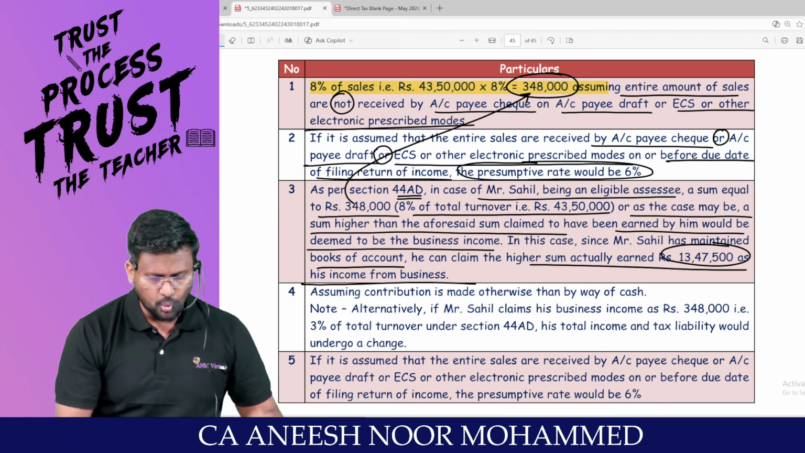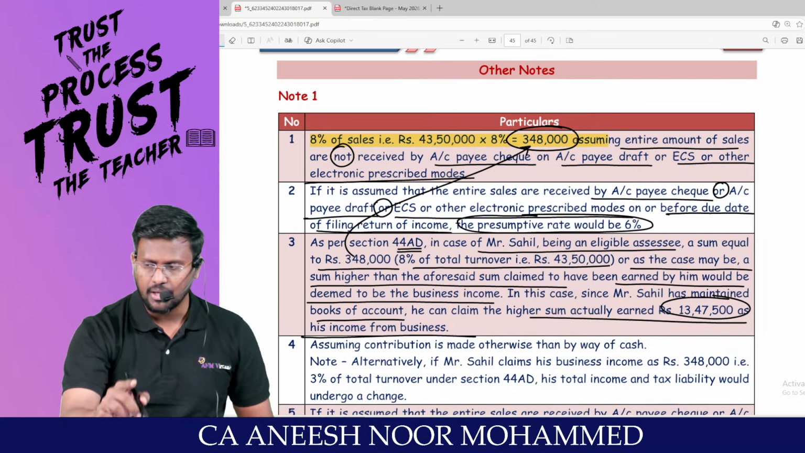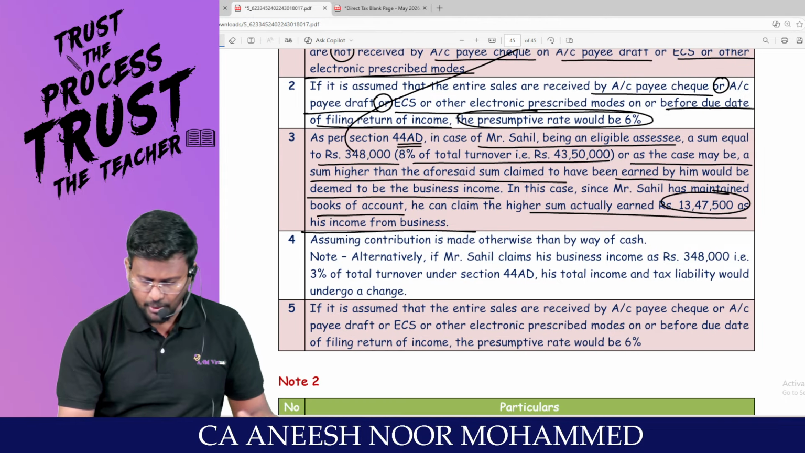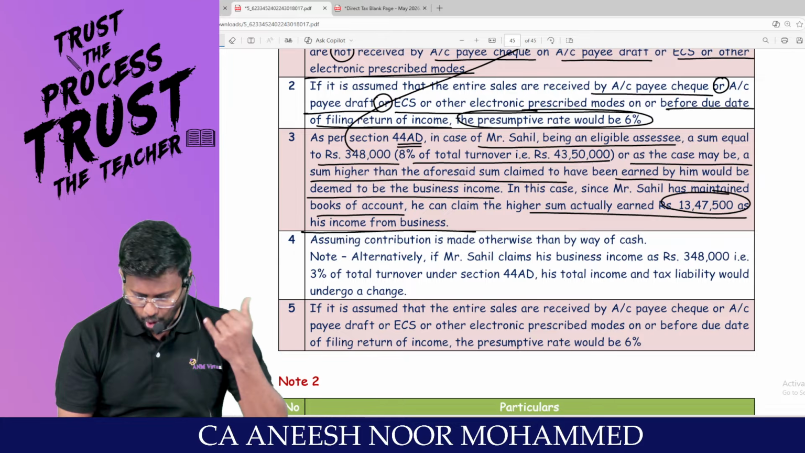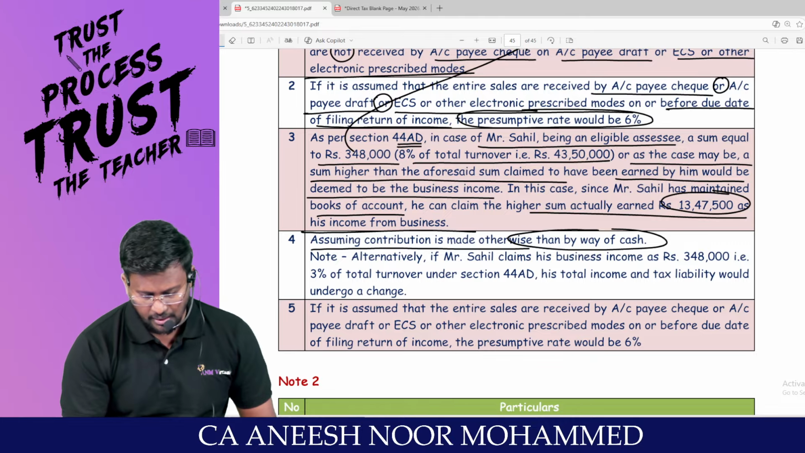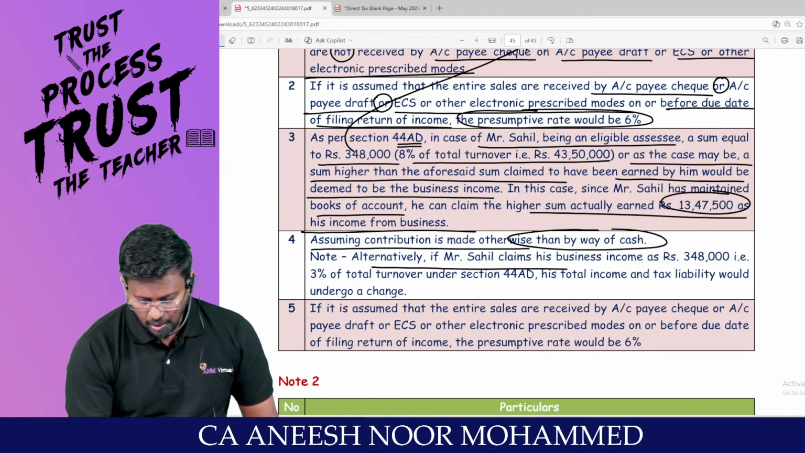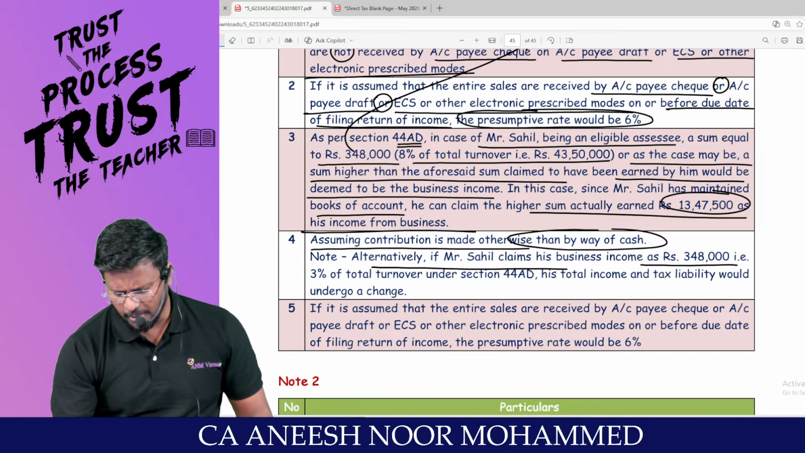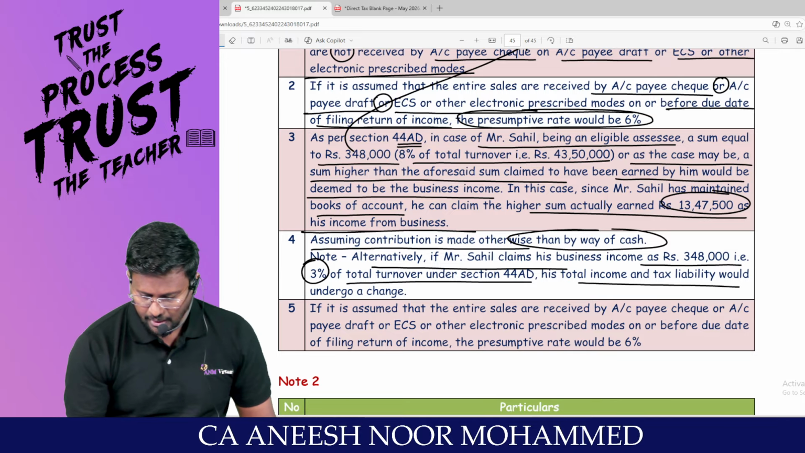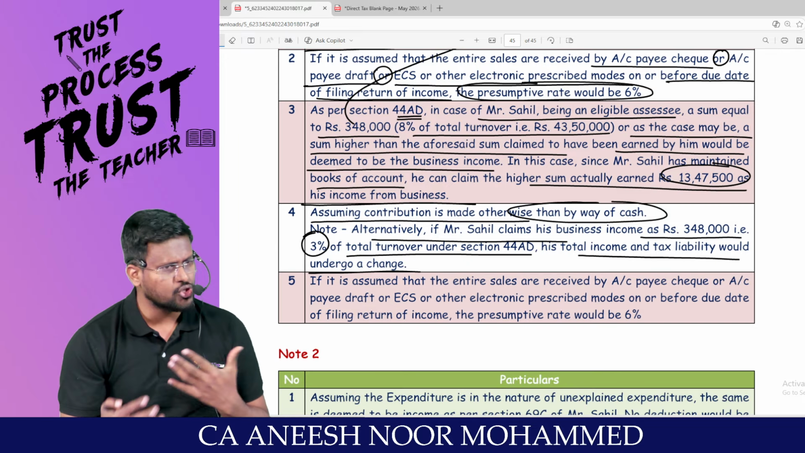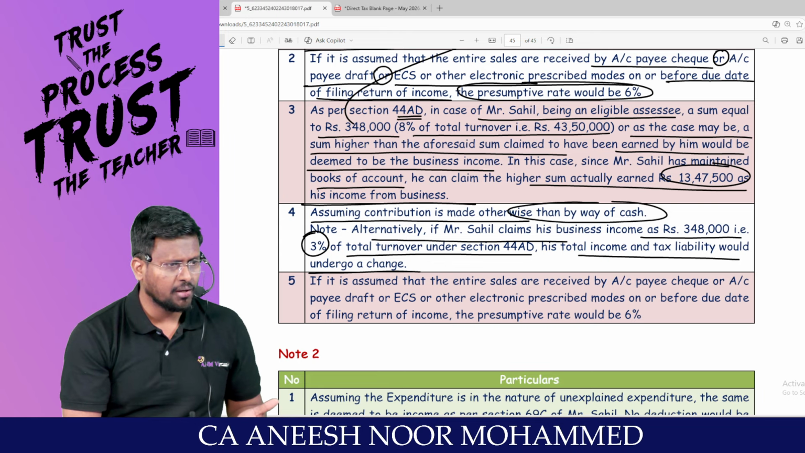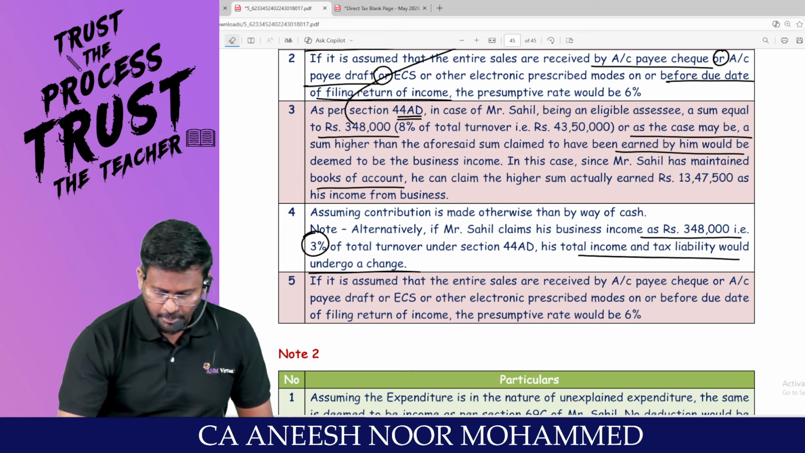Actually, if you are travelling through the presumptive taxation route, only 3,48,000 is the business income. But since you have maintained books of accounts, you can even declare 13,47,500 as your business income, assuming contribution is made otherwise than by cash. So alternatively, Mr. Sahil can claim his business income of 3,48,000, which is only 3% of the total turnover, and the tax liability would undergo surely a change, because if we calculate PGBP as per the presumptive taxation route, that much income will not be there.